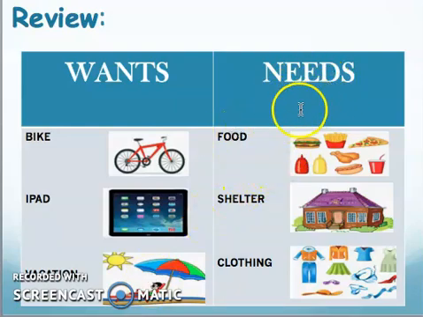So a need, right? Needs are things that we need to survive. So for example, food. We need to eat food, right? We need food to survive. Shelter. We need shelter. We need a place to live. And clothing, right? These are things that we need to survive. So that's the difference between wants and needs.